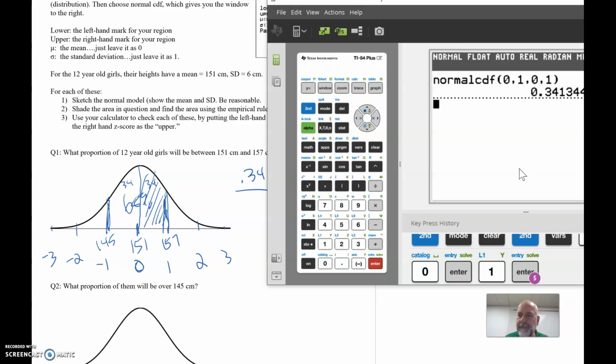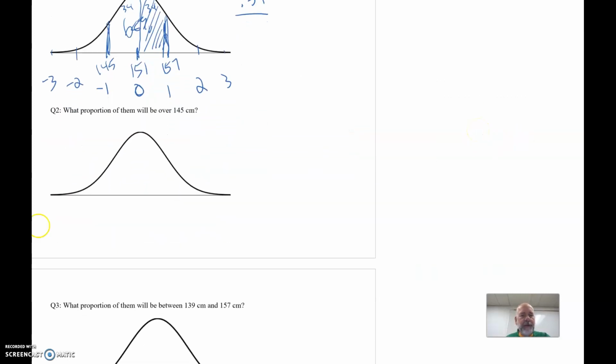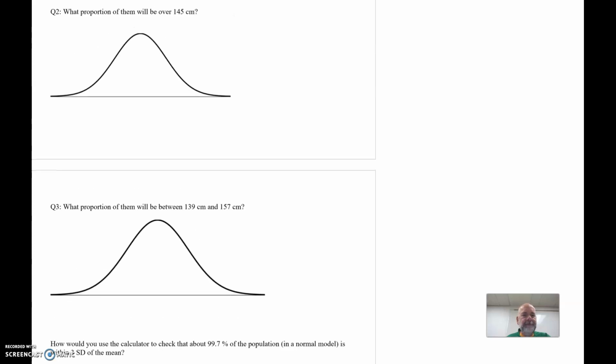All right, I hit enter, and look what we get. We get 0.341. And remember, that was our answer, 0.34, so rounded. So you see, normal CDF will do your area. I mean, you should still know the empirical rule, but it's helpful to see how the calculator can help you out with this. All right, so let's do one more, and then you're going to finish them up, okay?